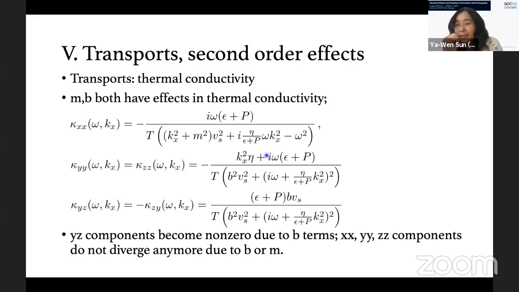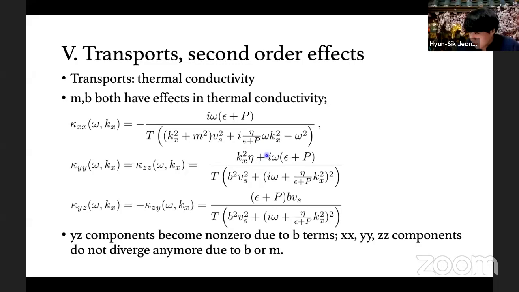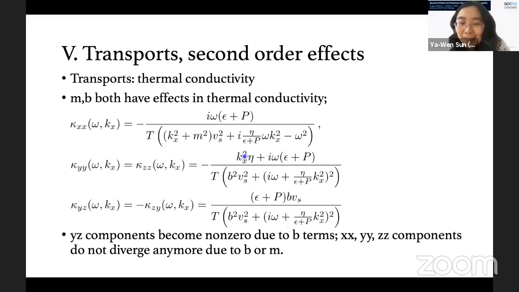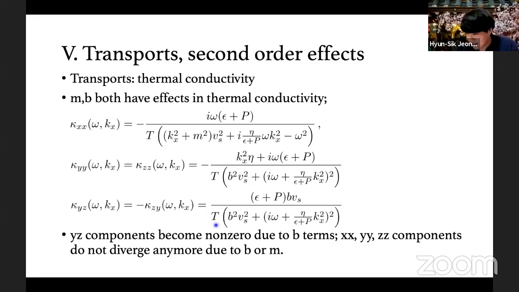Okay, so may I understand, because of your new two parameter MMB, these thermal conductivities could be finite instead of infinite, right? Yeah. And this becomes non-zero. Okay, I see, because of the symmetry breaking. Okay.